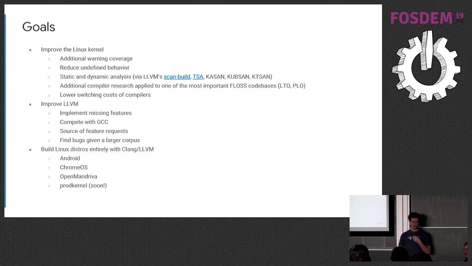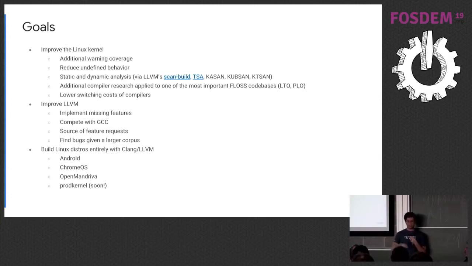For improving LLVM, we basically have a whole brand new customer to give us feature requests and help us figure out what features we're missing from either the C language standard or the various GNU extensions. We can't compete with GCC if we can't build the same code. So that's a non-starter. And then finally, having more and more code to throw at your compiler helps you find more compiler bugs.